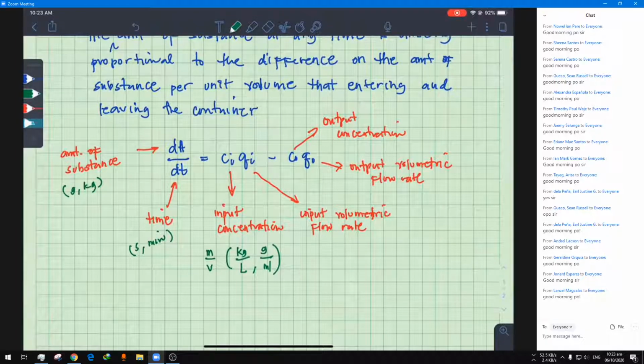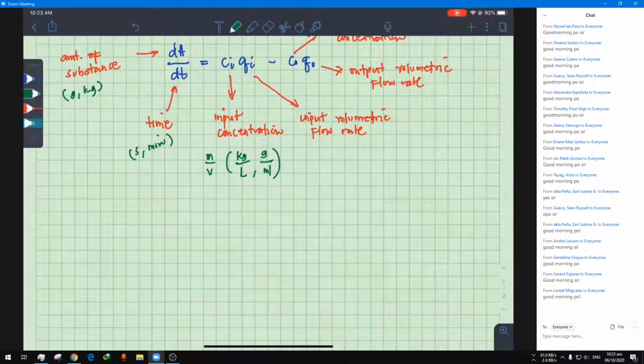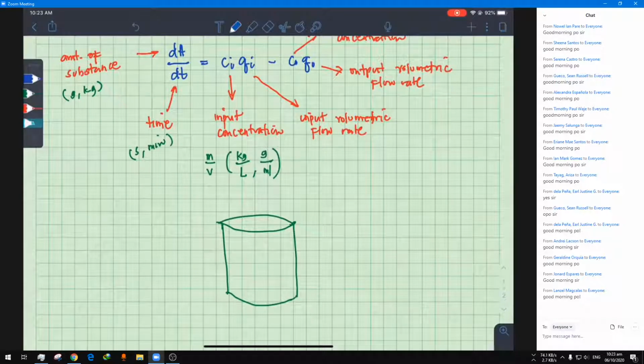So we have a concentration that is coming in, and then that concentration will be mixed inside. If I'm going to draw it, let's say I have a container with a certain liquid. Usually it has an initial volume. So there is an initial volume, V sub O. So V sub O is the initial volume.